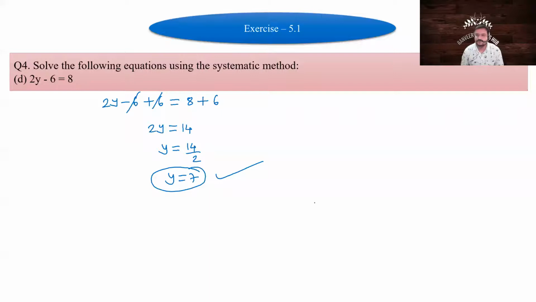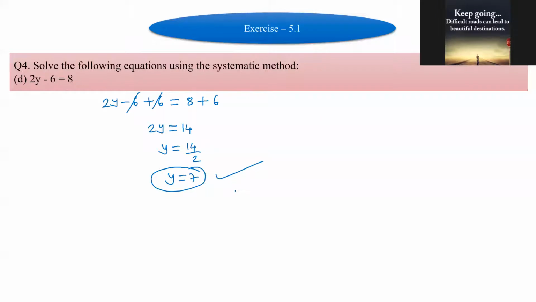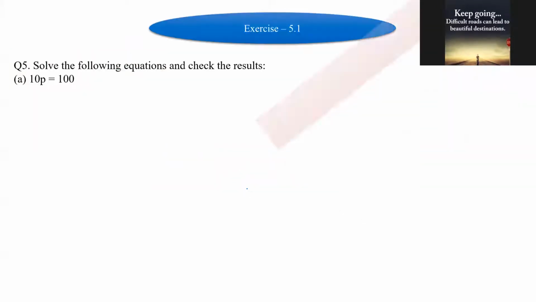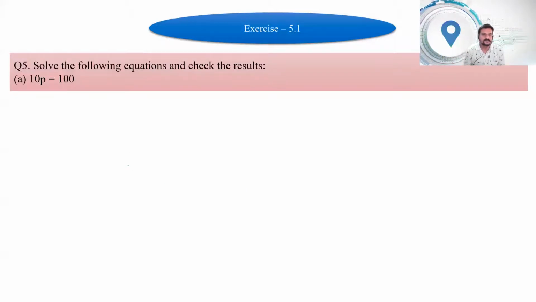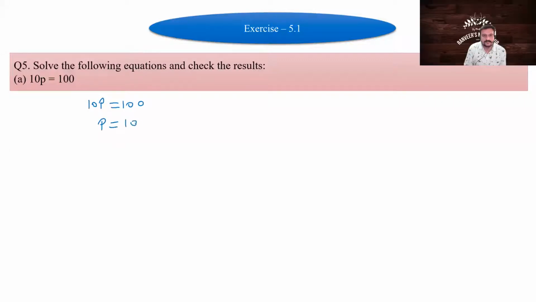Okay, next Kalash, bolo. Yes, sir. Solve the following question and check the result. Sir, the first question is 10p is equal to 100. So, sir, we should keep the variable on one side and the constant on the other side. So we'll take p on LHS, and 10 is in multiplication here. So we will shift 10 to RHS by dividing. So p is equal to 100 divided by 10. Okay. So p is equal to 10.